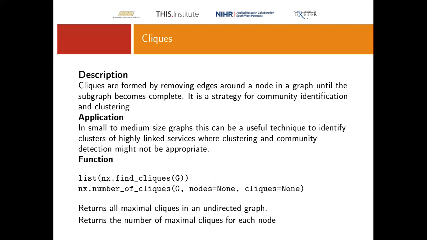So if it's going around looking for cliques, it will see, okay, I'm going to remove this edge. Do I have a complete subgraph? No. Okay, I'll put that edge back in. I'll remove this edge. Do I have a complete subgraph? No. And it keeps going, and then it will remove 2 edges, and then 3 edges, and 4 edges, which can take a little while computationally to do, depending on the complexity of the graph.